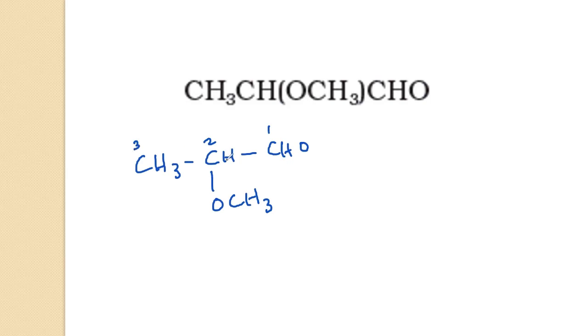Here again, let us draw the structural formula CH3, CH, and they put OCH3 in brackets. That means it is a branch. CHO. So here again we have 1, 2, 3 carbon atoms. Second carbon, there is a methoxy group. So this would be called 2-methoxy-propanal.